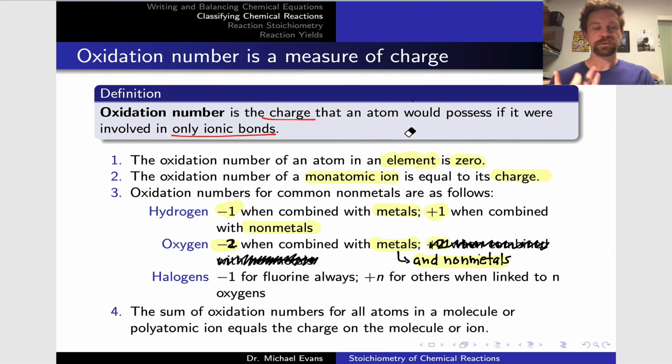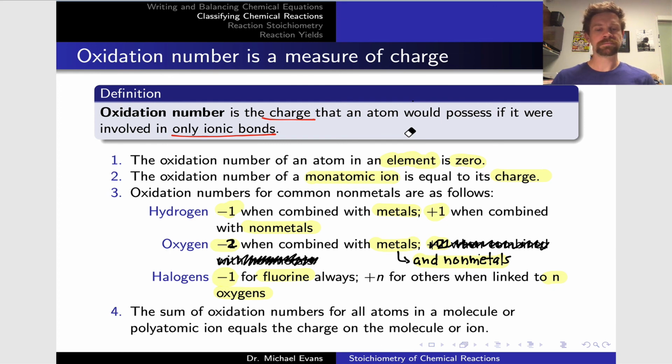For the halogens, fluorine always has the oxidation number -1, and this is because fluorine loves electrons more than any other element on the periodic table. For the others, -1 is very common in combination with nonmetals, but we see +N when that element is linked through N bonds to oxygen atoms. And that'll come up in things like chlorite, hypochlorite, perchlorate, etc. In these polyatomic ions with halogens at the center, the halogen often formally has a positive oxidation number.